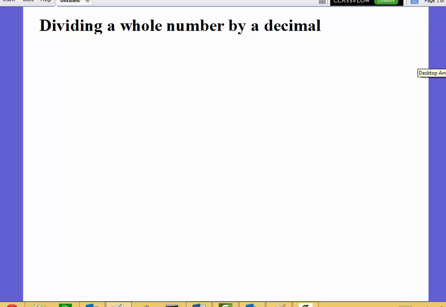So our first problem is when we have a whole number. Remember, that's any number that does not have a decimal with it, like 9. And then we're dividing it by a decimal, so a number that has a decimal in it. So we can rewrite this as 9 divided by 1 1/10. Alright, let's show you how to do it.